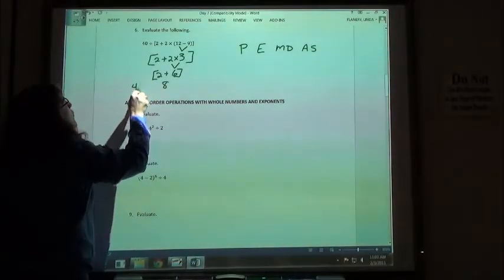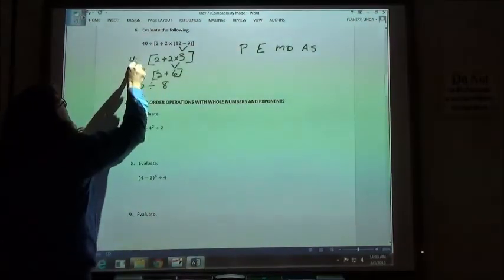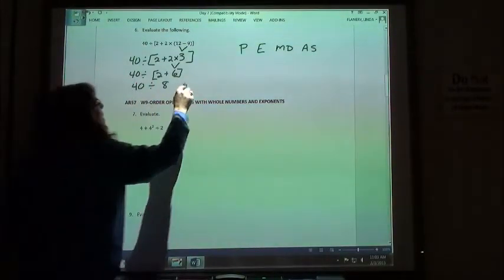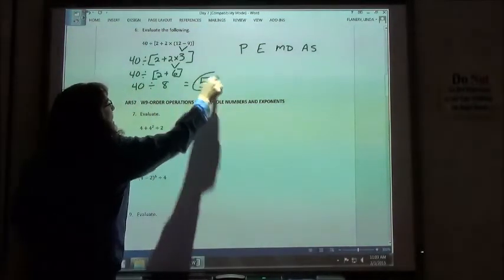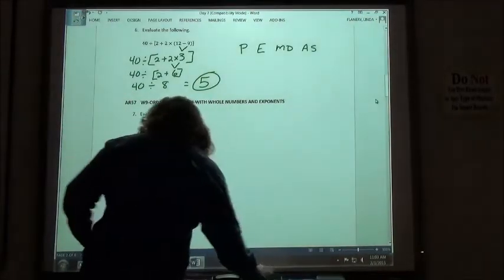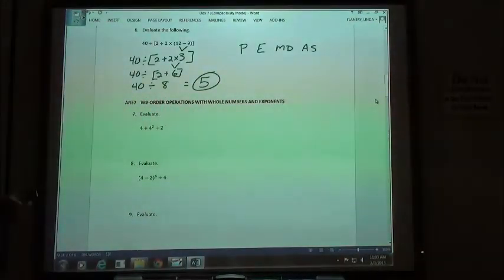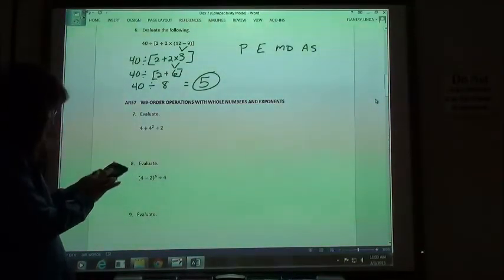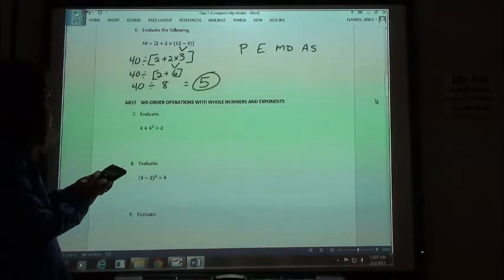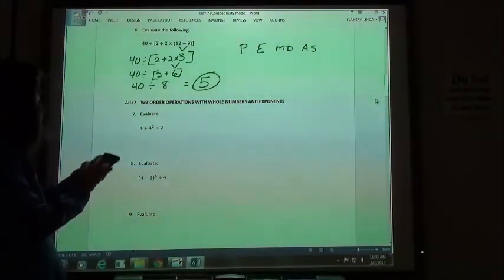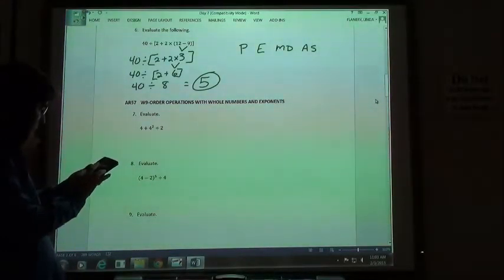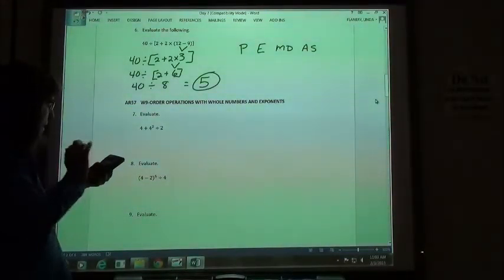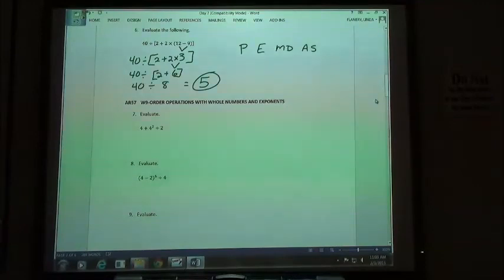So I have 40 divided by 8. Bring down the rest of my work. 40 divided by 8 is going to give me 5 for my answer. So again, if I check that with my calculator, 40 divided by parenthesis, 2 plus 2 times parenthesis, 12 minus 9, close my parenthesis again, hit equals, and I get 5.